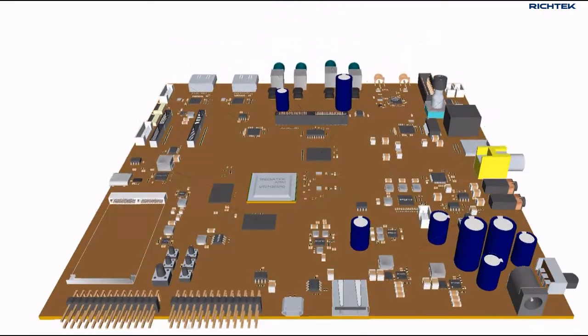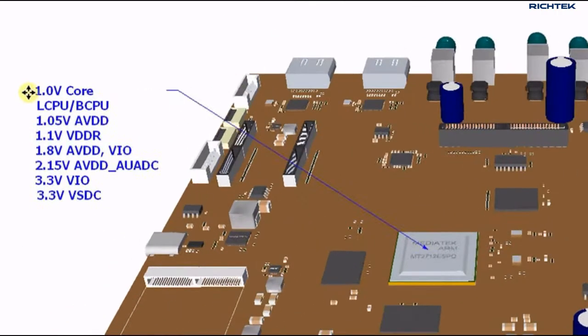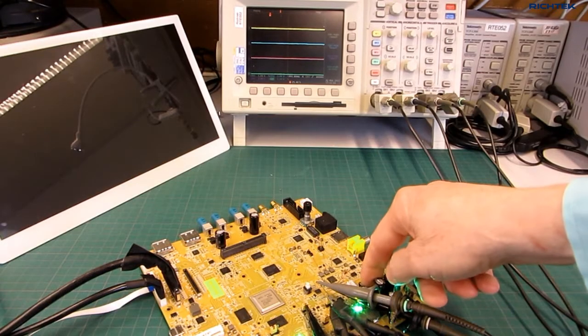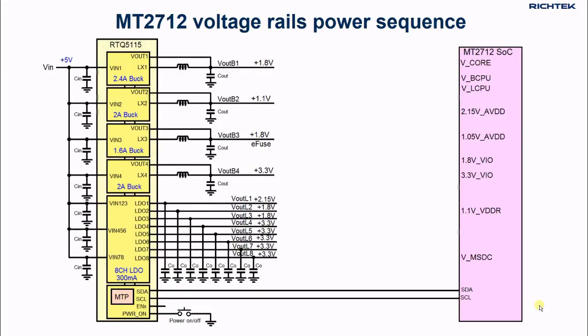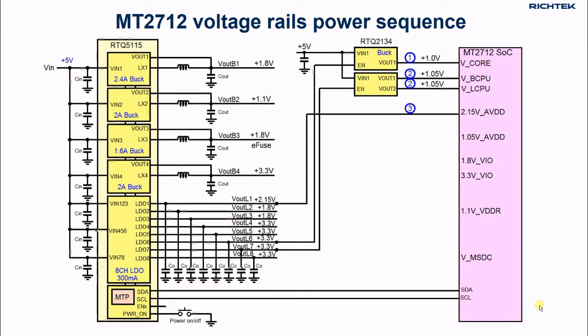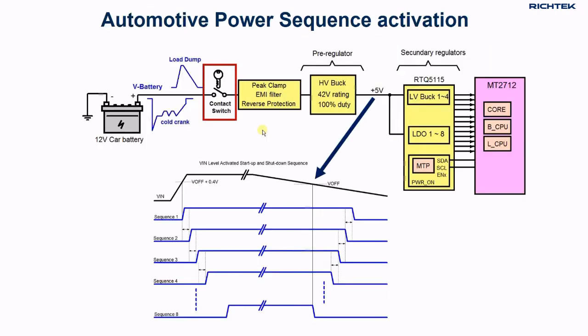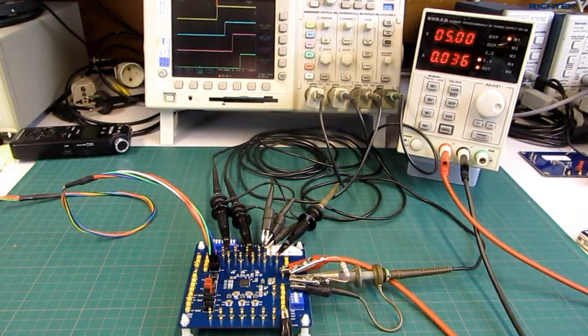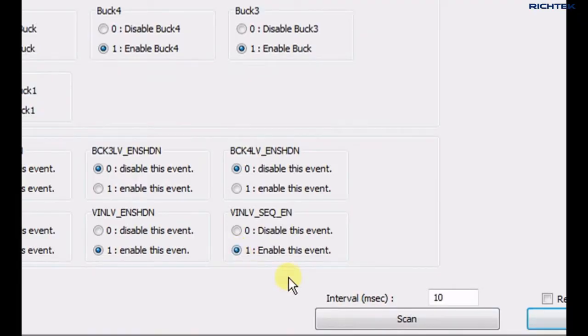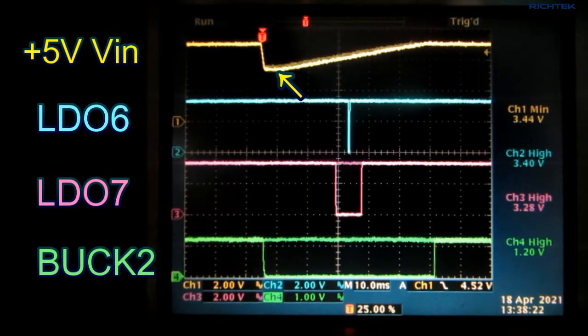In this video, we will explain the multiple voltage rails and power sequence requirement of the MTK car infotainment system board, and how to accomplish this via a special multi-rail PMIC sequencer IC. We'll show how to change the functionality by reprogramming the MTP memory and check the power sequence during cold cranking.